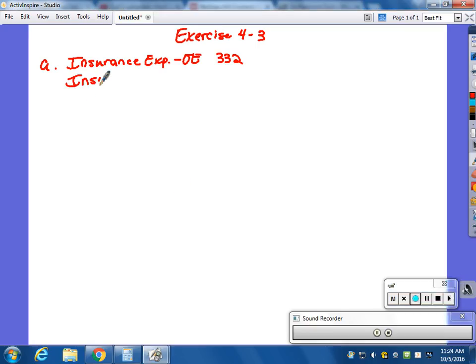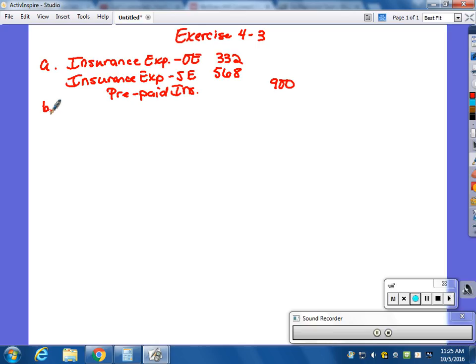So it was insurance expense, store equipment for how much? $568. $568, okay. Credit, prepaid insurance for how much? $900. Okay, letter B, what was the adjustment?